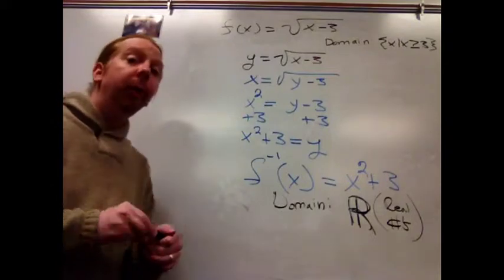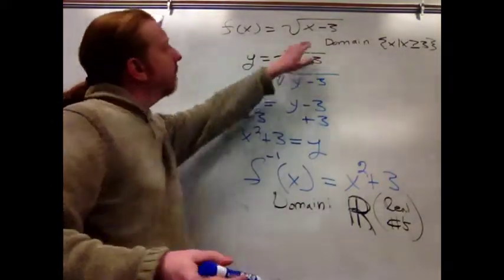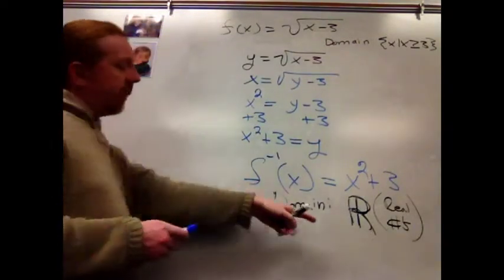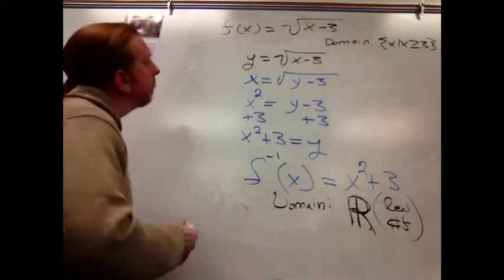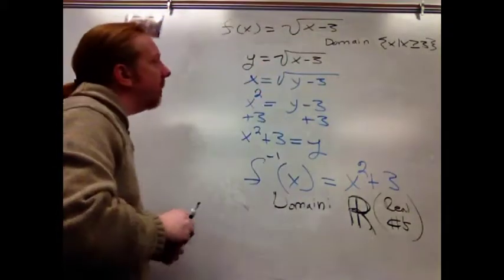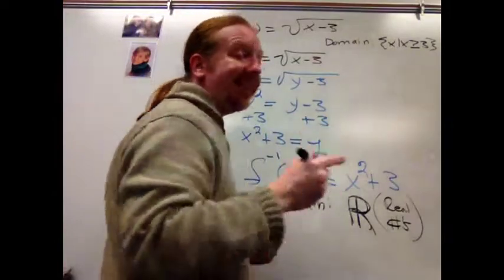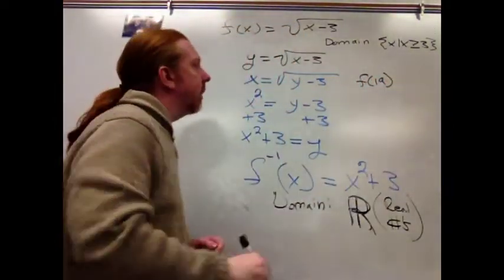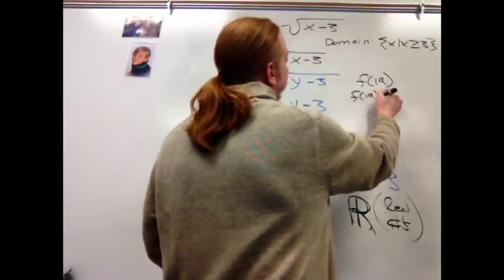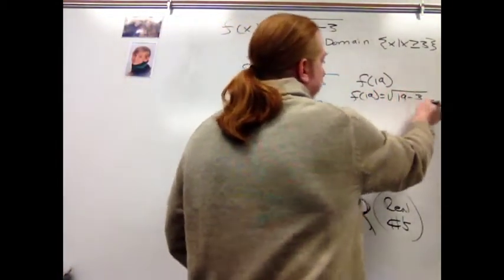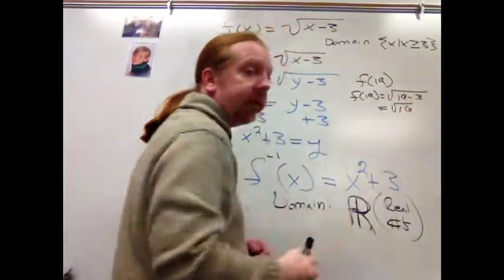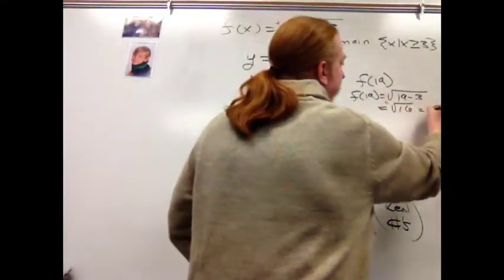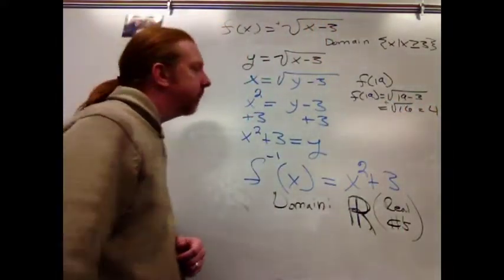Last thing I'm going to do here is a short check. Let's come up here and let's actually run a number through this to see if my inverse does what I say it will do. f of x is equal to this. So let's test the point 19. f of 19 is equal to the square root of 19 minus 3, which is the square root of 16. And again, remember we said we were going to limit ourselves to the positive. And that gives me a result of 4.